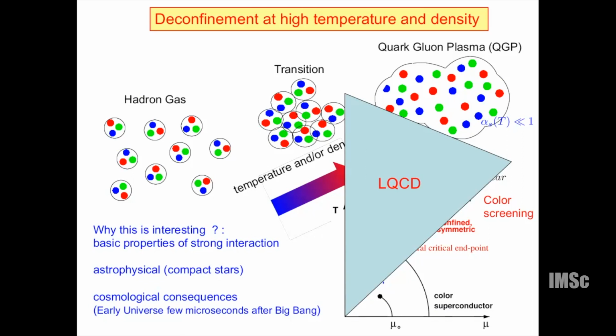Of course, at very high density, you have a degenerate quark matter. Similar logic applies, as the interaction between quarks becomes weak. So that's relevant for compact stars. This high temperature matter is more relevant for the physics of relativistic heavy ion collisions.